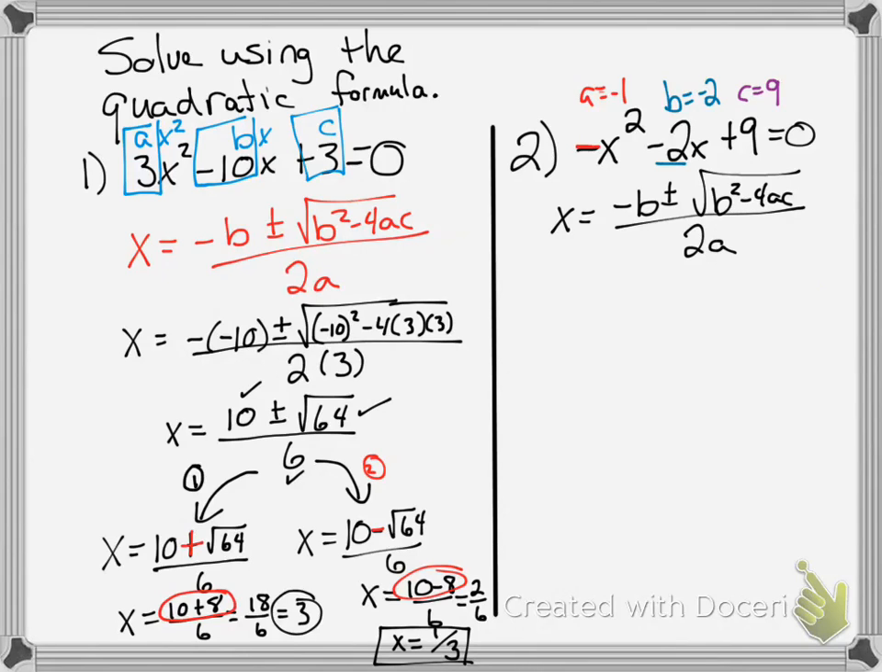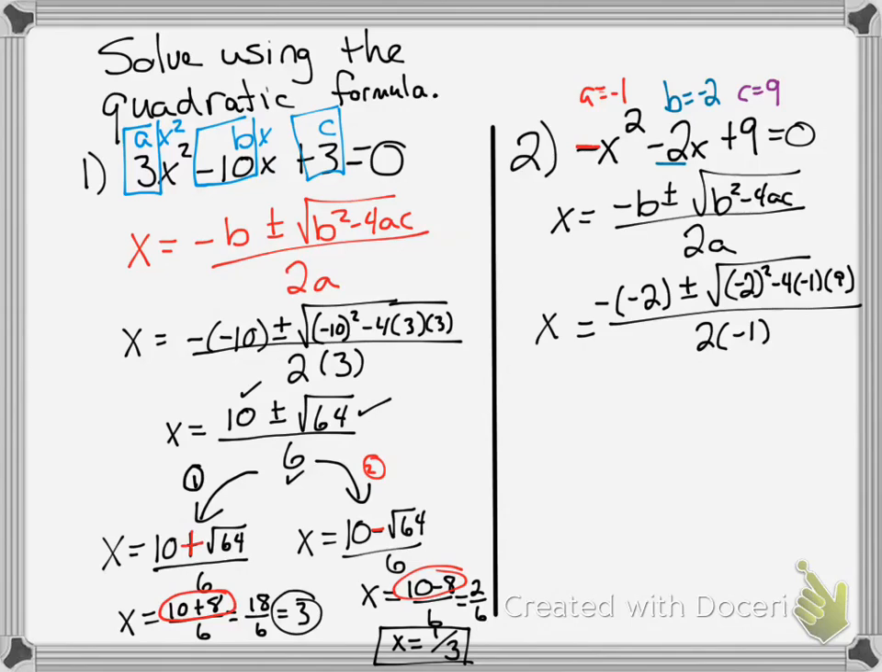Now I need to fill into my formula. So I've got negative of negative 2 plus and minus the square root of negative 2 squared minus 4 times negative 1 times 9, divided by 2 times negative 1. So a negative of negative 2 would be a positive 2, plus and minus my discriminant, which is 40, which tells me I have two real answers, and then over, divided by negative 2.